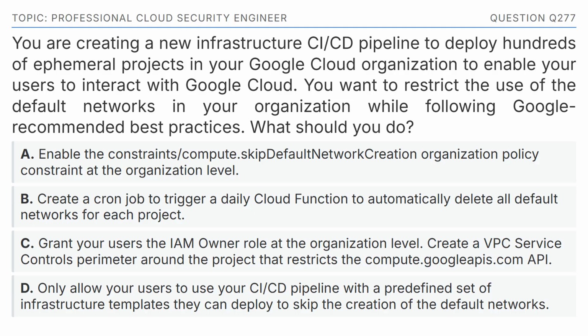organization level. Option B, create a cron job to trigger a daily cloud function to automatically delete all default networks for each project. Option C, grant your users the IAM owner role at the organization level. Create a VPC Service Controls perimeter around the project that restricts the compute.googleapis.com API. Option D, only allow your users to use your CI/CD pipeline with a predefined set of infrastructure templates they can deploy to skip the creation of the default networks.